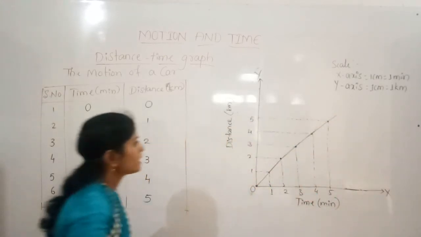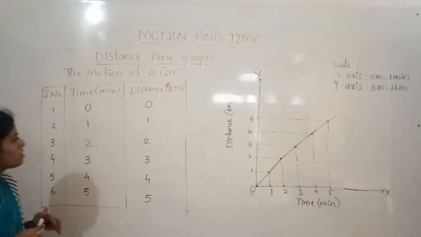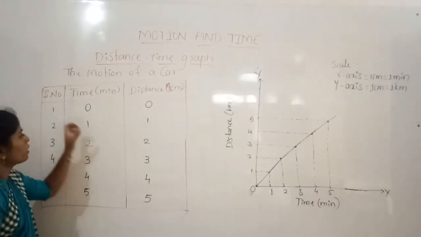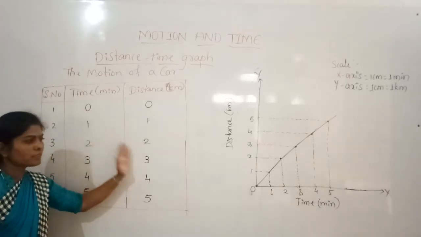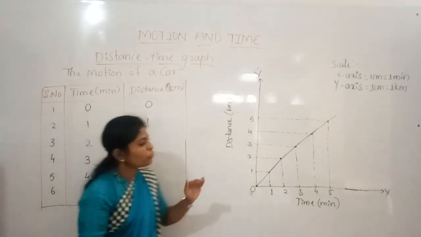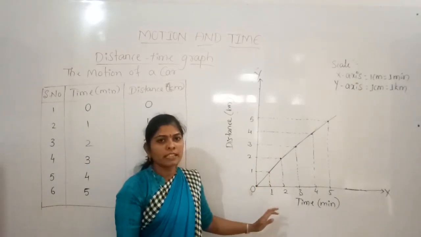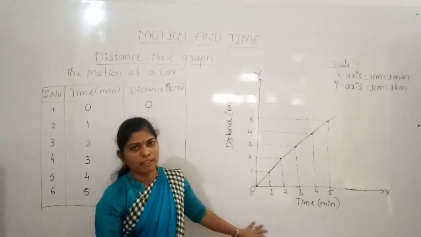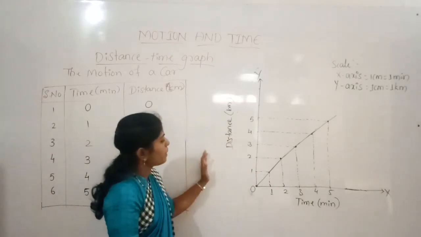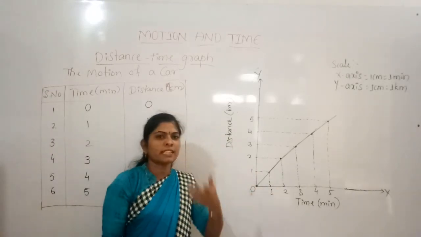Because see, why do we get the straight line here? So it has covered 1 kilometer in each minute. It has traveled a distance of 1 kilometer per minute. It means that it is uniform motion. This is uniform motion, right? Because the distance covered in a unit time is the same.